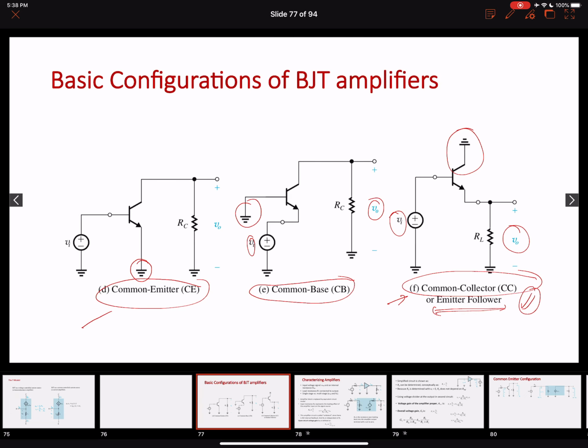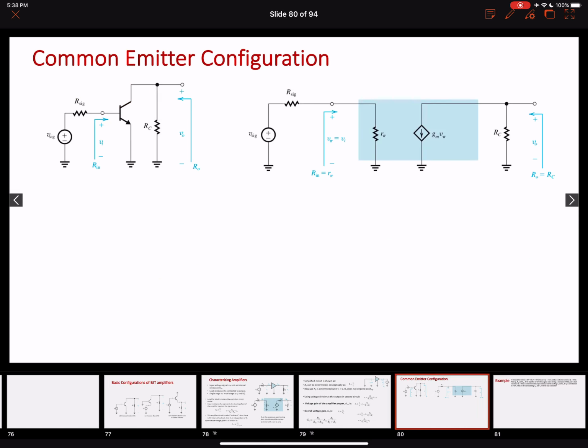We are going to start with the common emitter configuration. Okay, so here is our common emitter configuration again. This is collector, base, and the emitter is grounded, so the emitter is common between the input and the output. So this is our common emitter configuration.